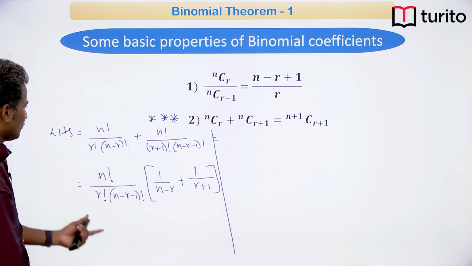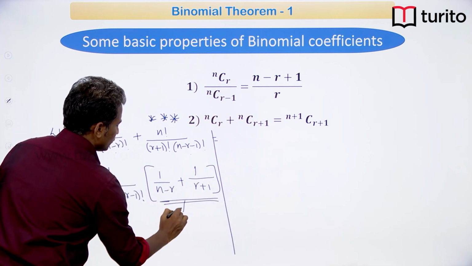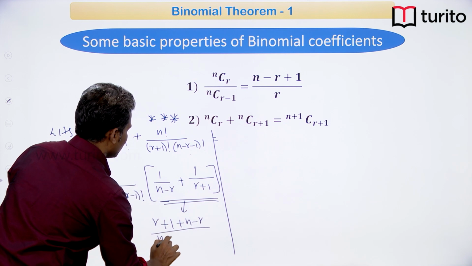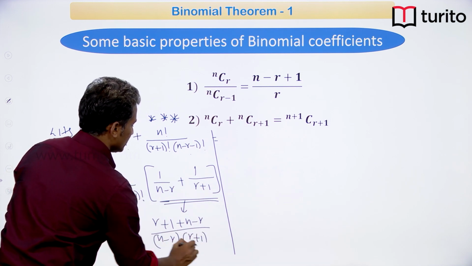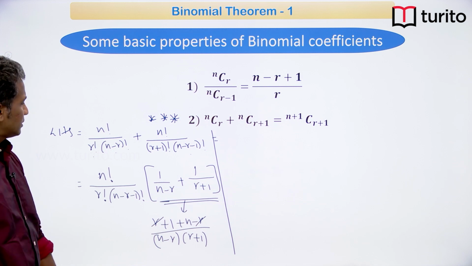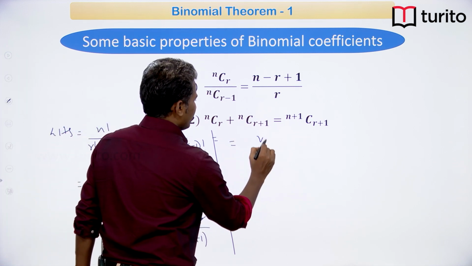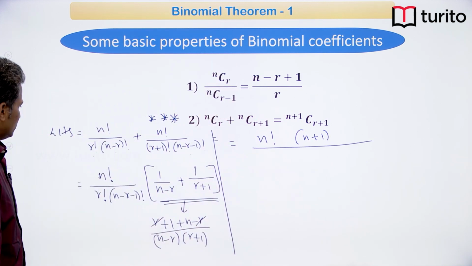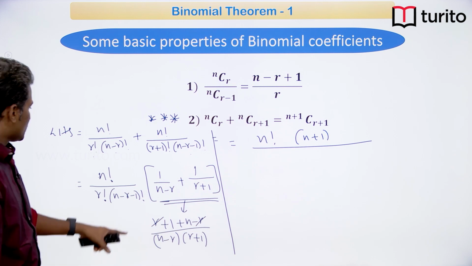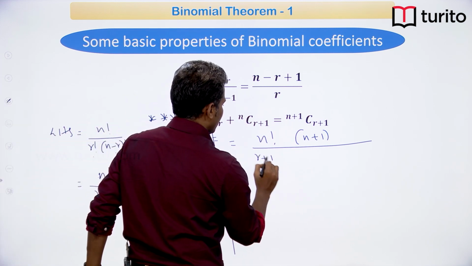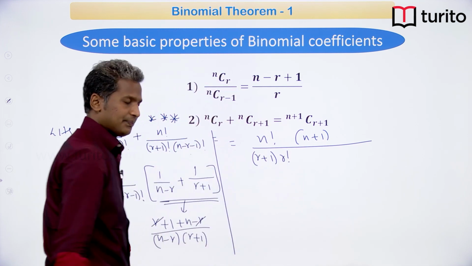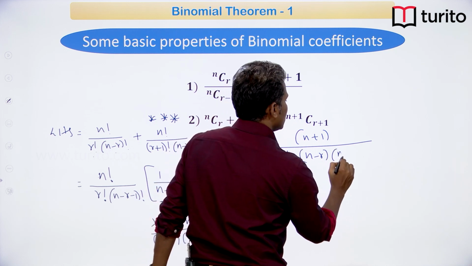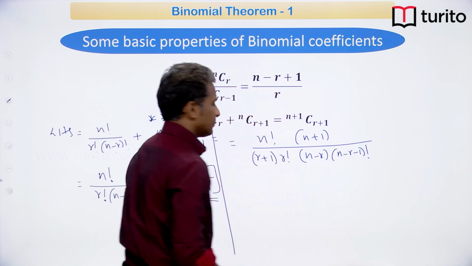Okay. So now further if we simplify this term, what do we get? r plus 1 plus n minus r divided by n minus r into r plus 1, right. So here luckily r is getting cancelled. So what is remaining? n factorial into n plus 1 in the numerator, and in the denominator we have r plus 1 into r factorial and another term, n minus r into n minus r minus 1 factorial.